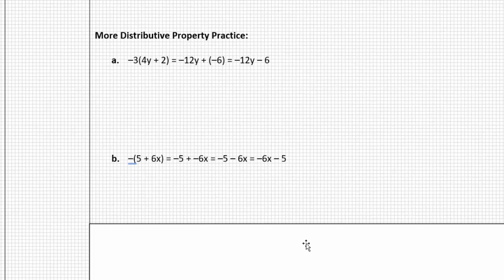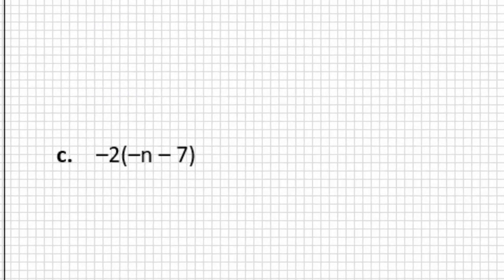Alright, let's try our last one. Where is the sneakiest number in math hiding now? In this one, we have for expression C, negative 2 times the quantity negative n subtract 7. It's hiding right here between the negative and the n. What this is saying is that negative 1 is actually the coefficient of n. n is being multiplied by negative 1, even if all they do is write that negative sign. So go ahead, pause the video here, and see if you can expand this expression out in its most simplified form.